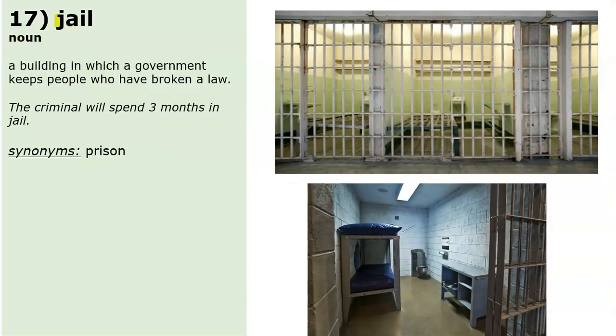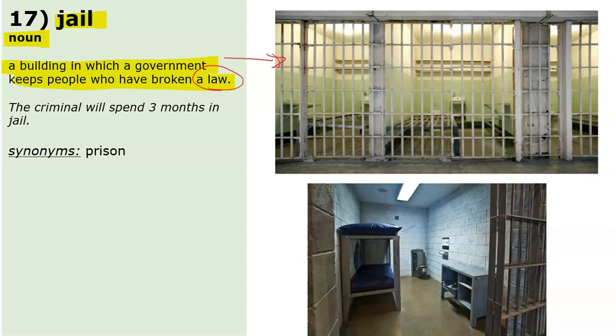The next word is jail. Jail is a noun, and jail is a building in which a government, so like a country, keeps people who have broken a law. Remember, law is the rules that a country makes for its people. And when someone breaks those rules, then they go to jail. For example, if one of the rules is that you cannot steal things from other people, but you steal something from someone else and the police catches you, then you will probably go to jail.